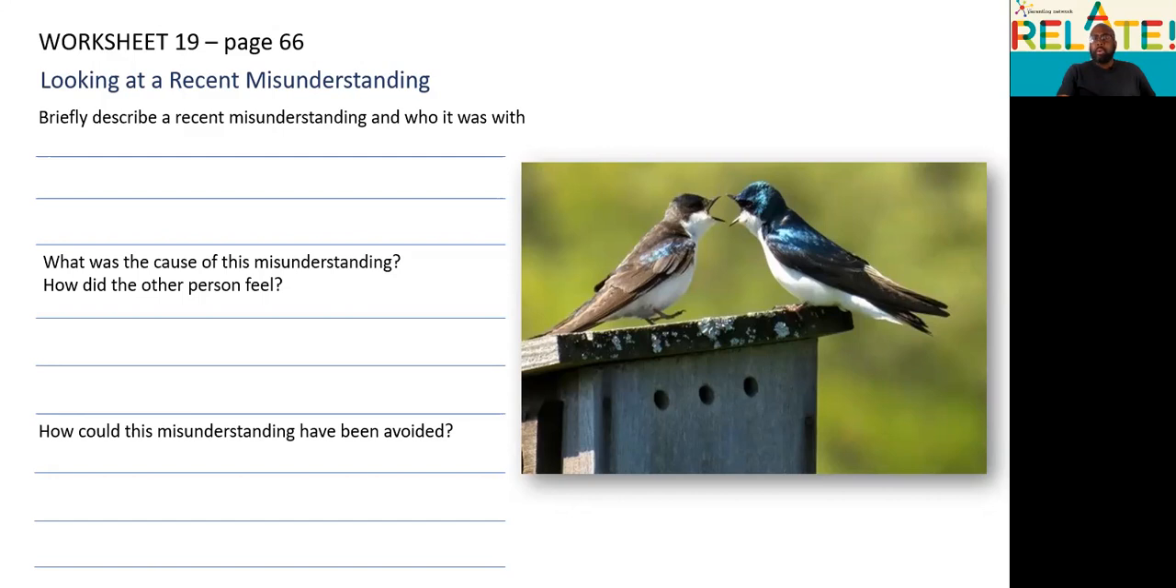Something to think about. The reason we like to think about our past misunderstandings is that it helps us reflect on how we can keep those types of misunderstandings from happening in the future. That's really important. So if you want to, please pause, take some time, and think about what a recent misunderstanding was and who it was with. What was the cause of that misunderstanding? How did the other person feel? Taking into account another person's feelings is so important when it comes to communication. And how could this misunderstanding have been avoided?